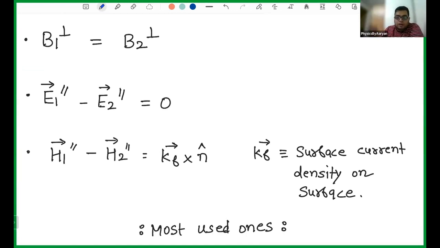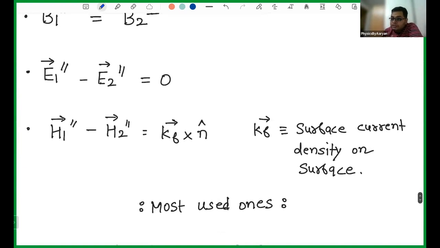The parallel components of electric field. What parallel components? Parallel to the plane. So if the plane is in xy, then the electric field along x and electric field along y will remain continuous. What is the electric field along x on this side? The same electric field along x-axis will be on the other side. In both the mediums, electric field along the x-axis will be the same if your boundary is in xy plane.